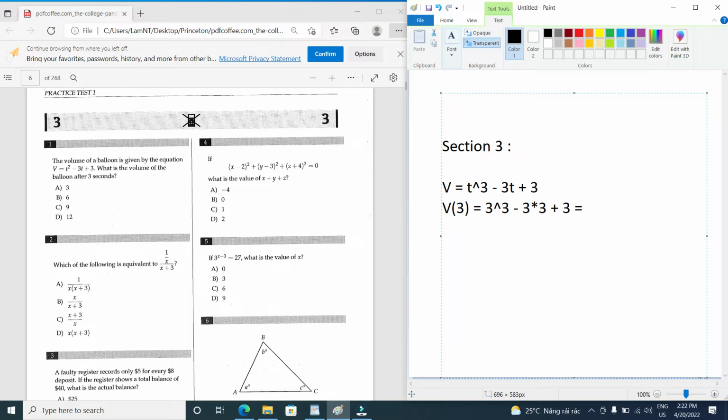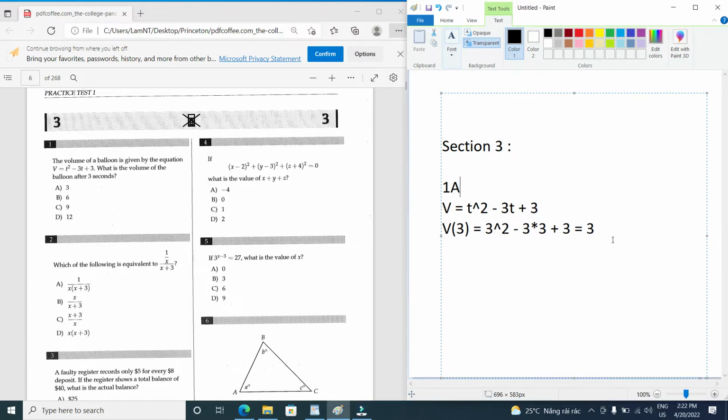I don't think so. Okay, so it's t squared, so it's 9 minus 9 and plus 3, so it's just 3. So the answer for number 1 is A. Okay, because the answer is 3.